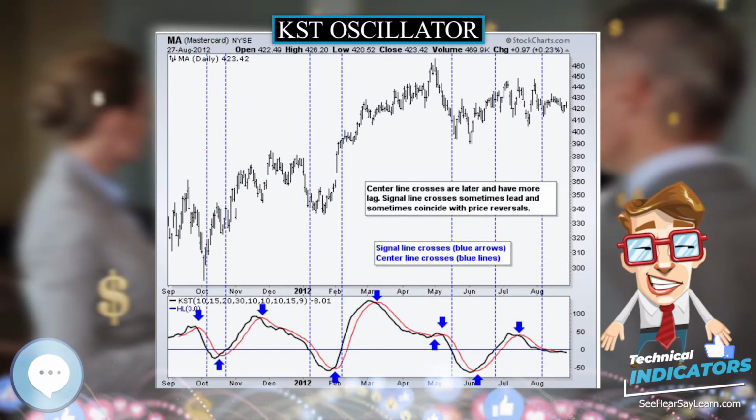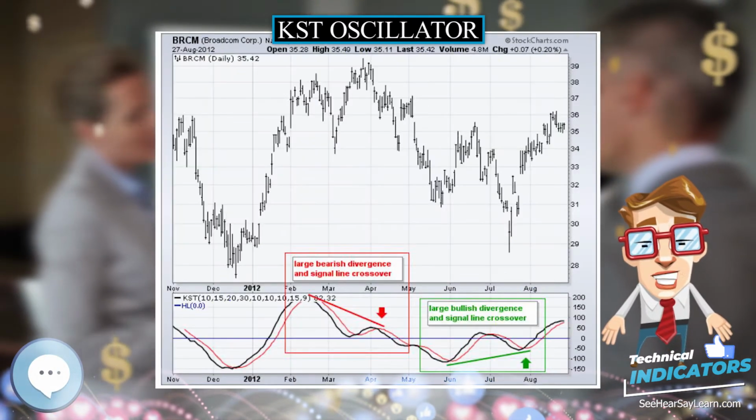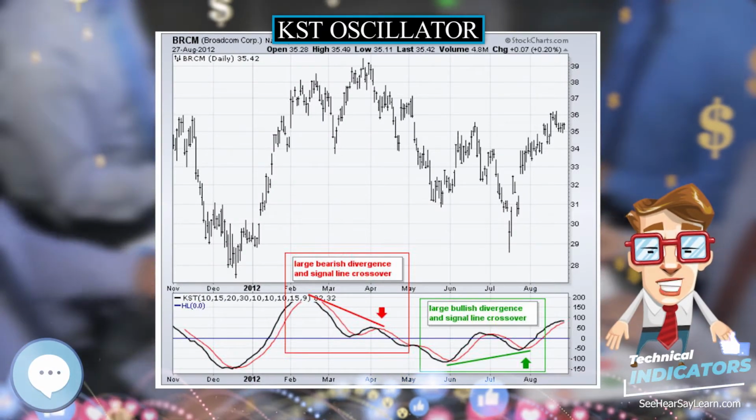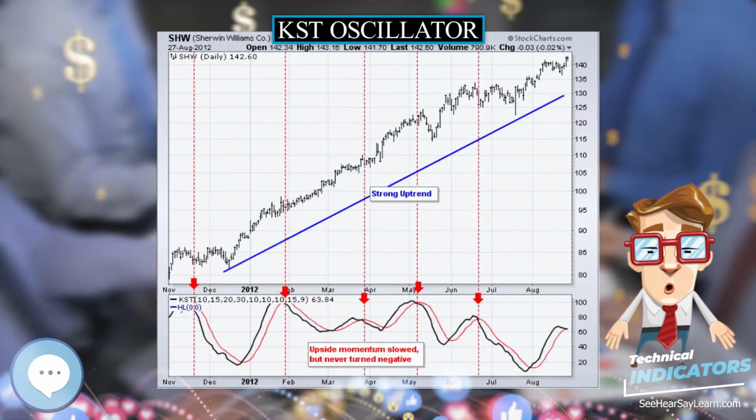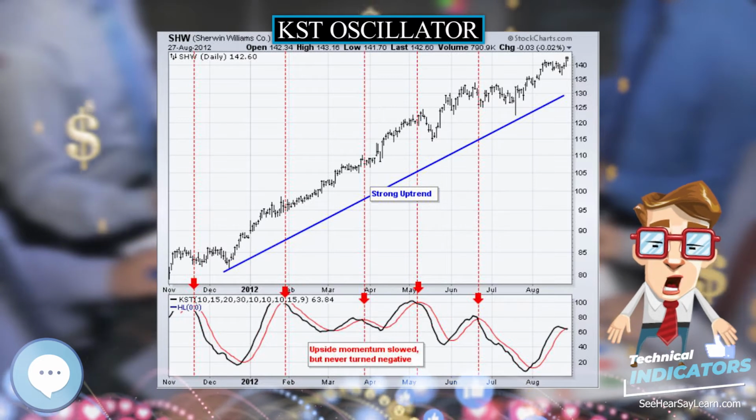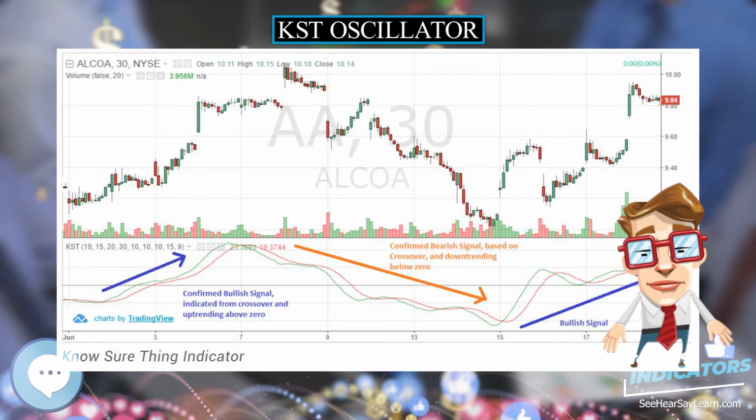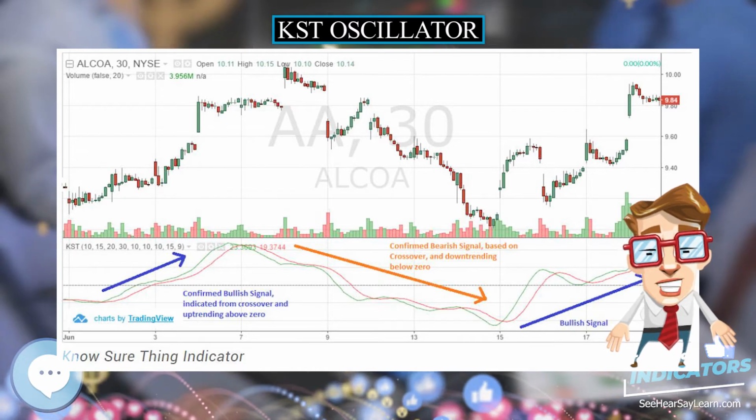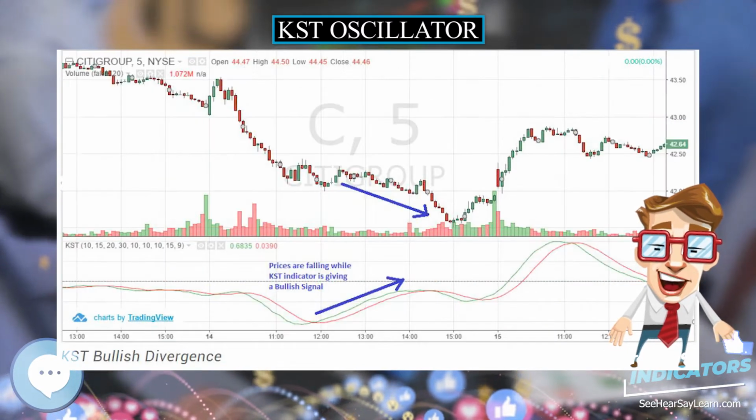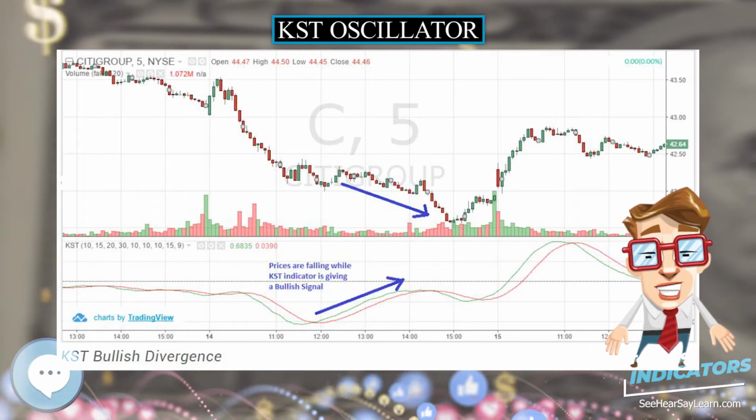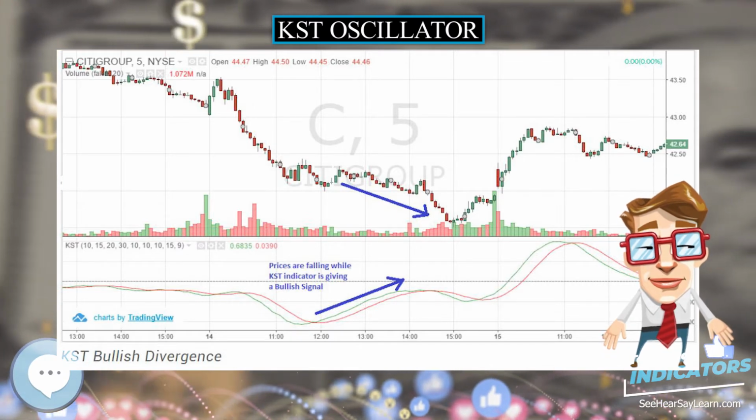Implications. Entry rules, KST indicator. When KST crosses below its 9-day exponential average, short at the next day opening price. Exit rules, KST indicator. When KST crosses above its 9-day exponential average, close the short position at the next day opening.